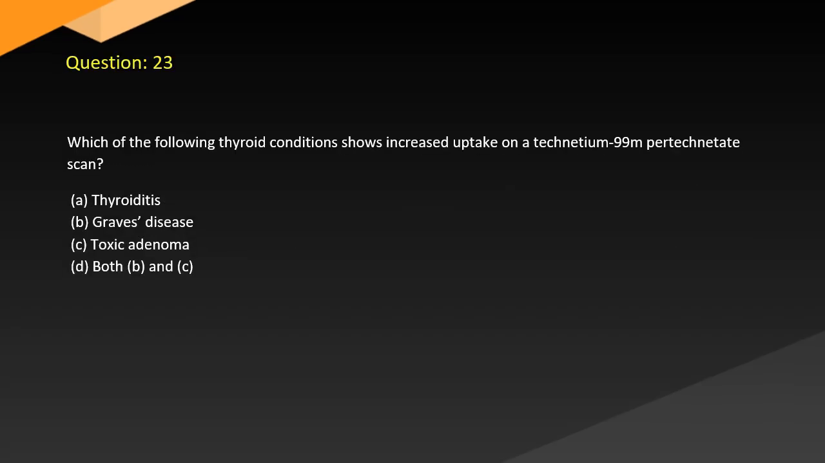Question 23. Which of the following thyroid conditions shows increased uptake on a technetium-99m pertechnetate scan? A. Thyroiditis. B. Graves' disease. C. Toxic adenoma. D. Both B and C.